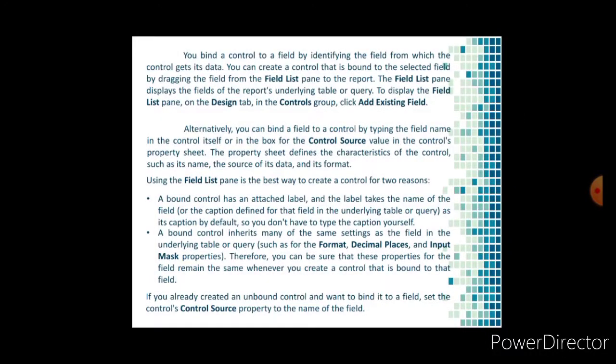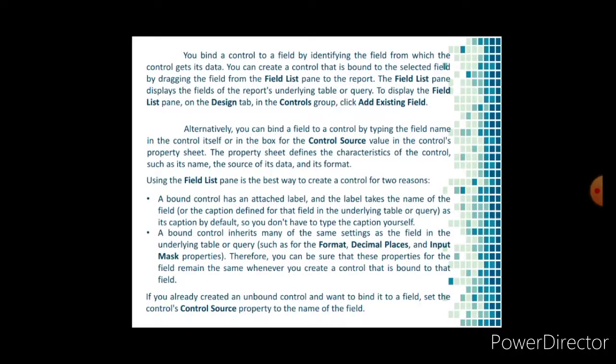You can bind a control to a field by identifying the field from which the control gets its data. You can create a control that is bound to the selected field by dragging the field from the field list pane to the report. The field list pane displays the fields in the report's underlying table or query. To display the field list pane, on the Design tab, in the Controls group, click Add Existing Fields.